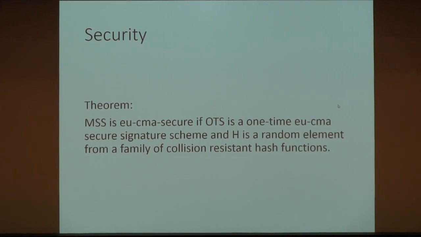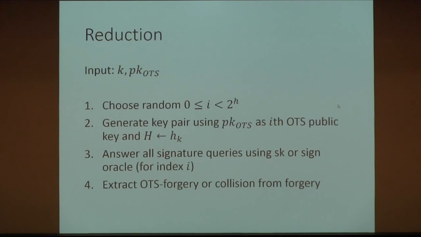So I will prove that the Merkle signature scheme, as I described it in the last slide, is existentially unforgeable under chosen message attacks if the one-time signature scheme is one-time EU-CMA secure and H is a random element from a collision-resistant hash function family. And the proof works as follows. So this time we will output either a collision or a forgery for the one-time signature scheme.